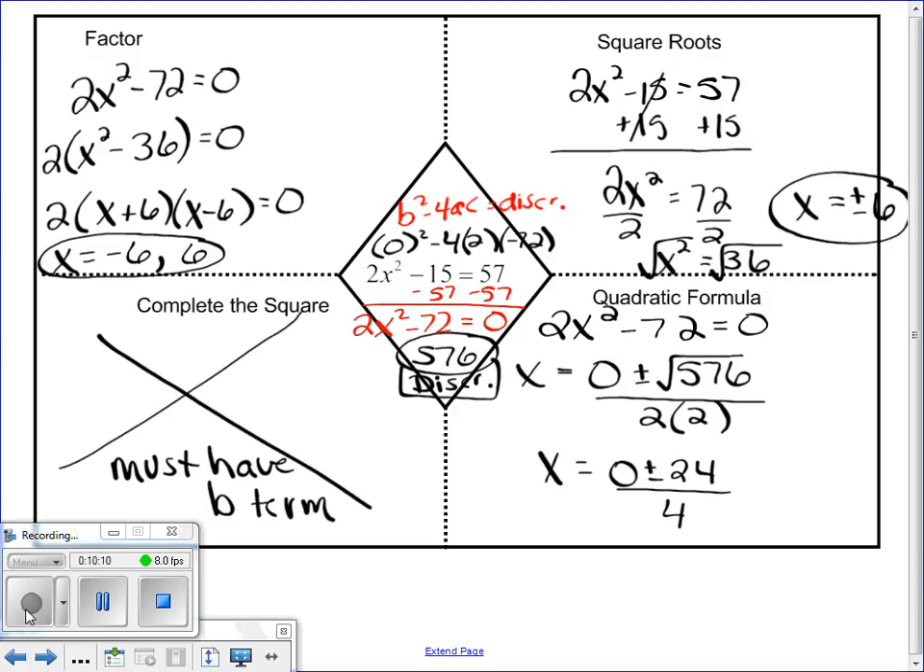All over 4. Can I divide all three numbers by something? By 4. Yeah, I can divide them all by 4. What's 0 divided by 4? 24 divided by 4? 4 divided by 4? 1. I don't really need that. So what is 0 plus 6? What's 0 minus 6? 6 and negative 6.